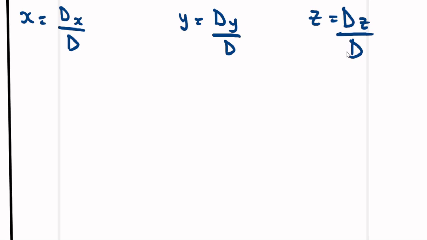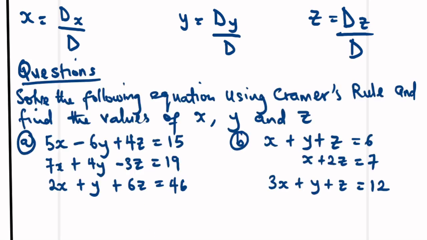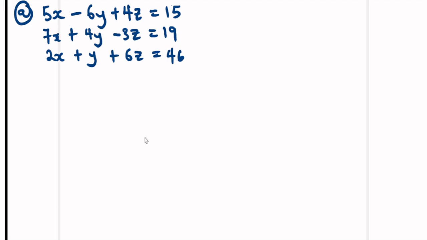So now let's have actual examples. Questions. We are given the following question. Solve the following equations using Cramer's rule and find the values of x, y, and z. The first equation, this is it, A. So now let's solve for A. A says 5x minus 6y plus 4z equals 15. 7x plus 4y minus 3z equals 19. 2x plus y plus 6z equals 46. And now we are asked to find the values of x, y, and z.